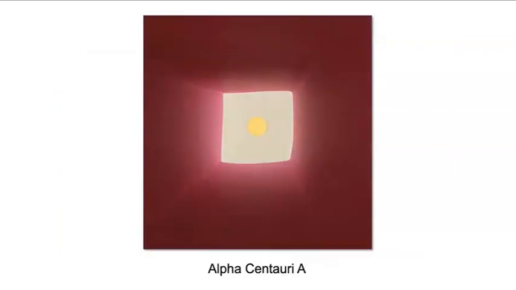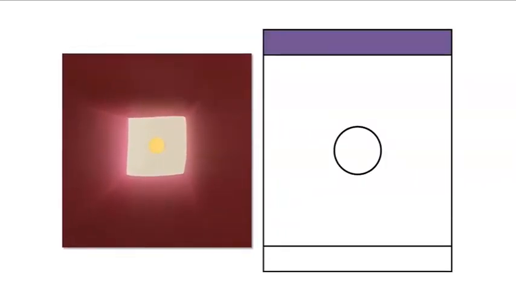Now let's observe Alpha Centauri A. What do you notice? Wow, Alpha Centauri A looks very small. Let's draw our observation. We can draw a small circle to represent Alpha Centauri A. And let's write that Alpha Centauri A is viewed from about 225 centimeters away.